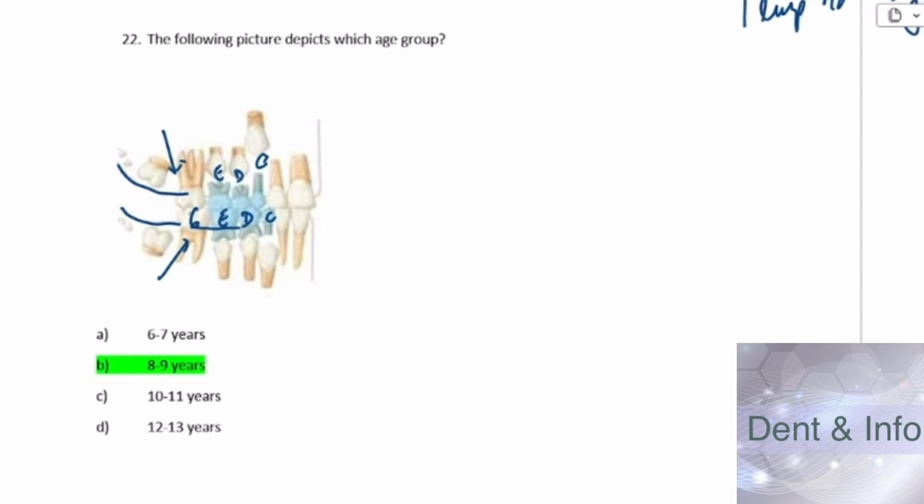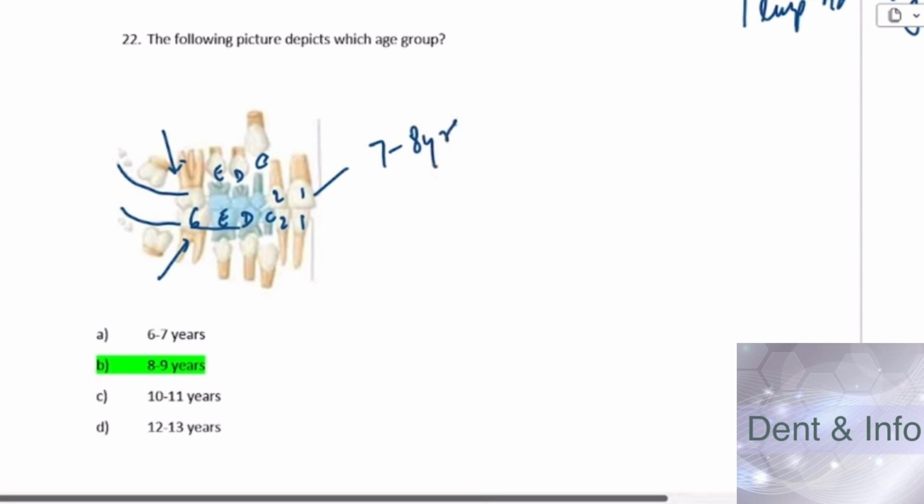Now look at the condition of the central incisors. These have also erupted; 1 and 2 have also erupted. You know that the maxillary central incisor erupts by 7 to 8 years, and the lateral incisor erupts by 8 to 9 years. So the age is somewhere between 8 to 9. The last tooth, the mandibular central incisor, is 6 to 7 years.